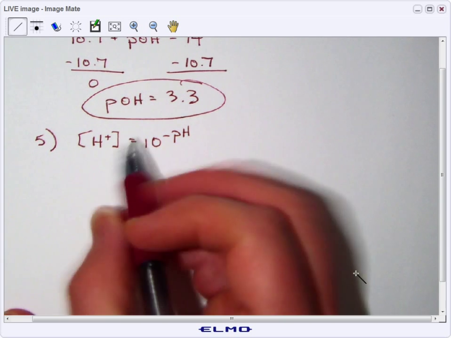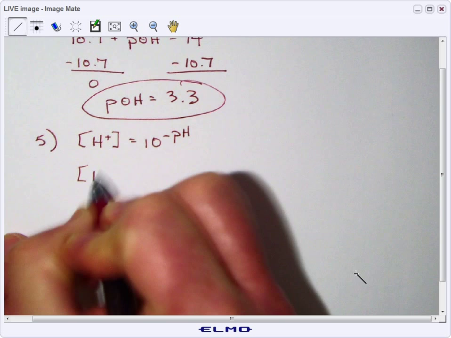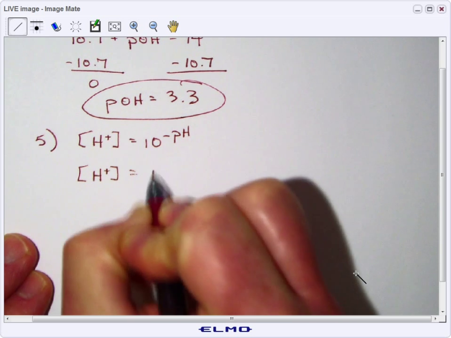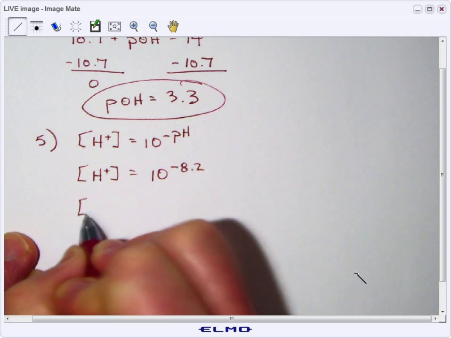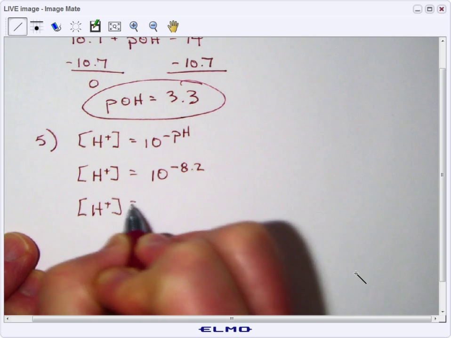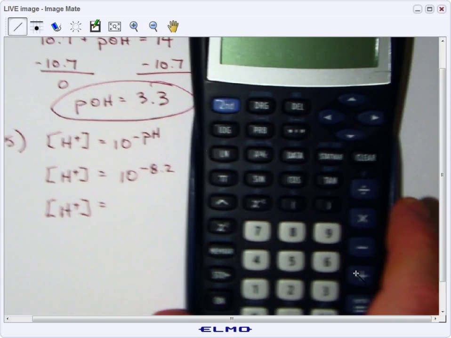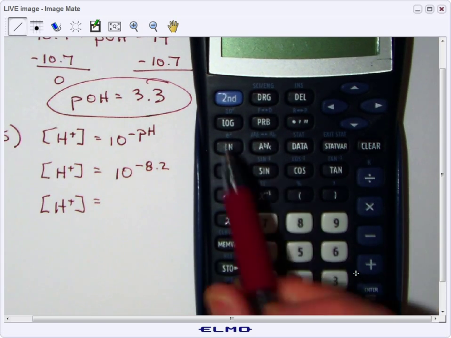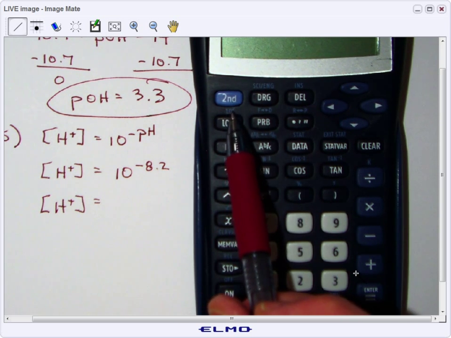Well, what was our pH? Our pH, it says 8.2, so it's going to be 10 to the negative 8.2. So on the calculator, how would I do that? If you see, we used the log button before. 10 to the x is the opposite of that. It's the anti-log or inverse log.